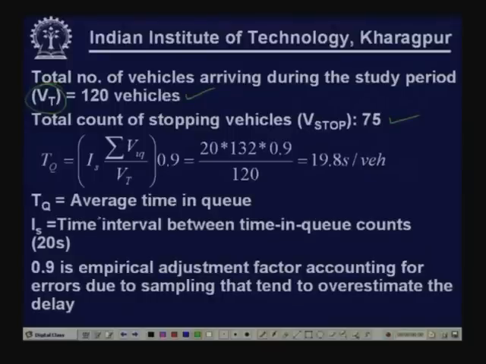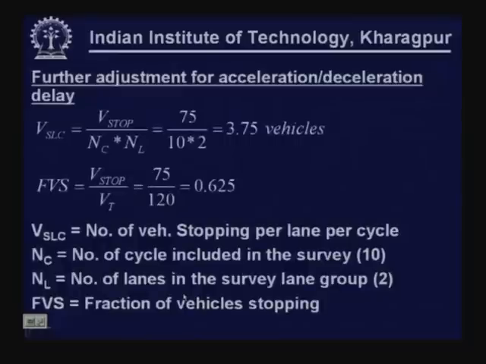So, we are calculating average time in queue using this formulation, where IS is the time interval between time in queue counts, which is 20 seconds. You have seen that 0, 20 and 40 seconds we have taken. So, this is 20, VIQ is 132, VT is 120, and this 0.9 is an empirical adjustment factor, which HCM suggests to account for errors due to sampling which tend to overestimate the delay. So, with that you calculate TQ as 19.8 seconds.